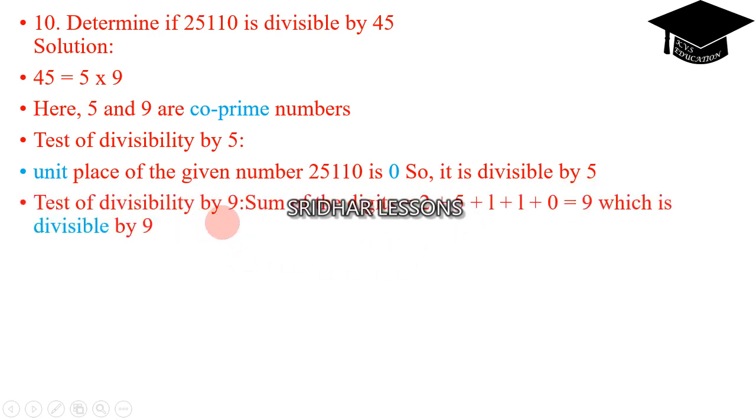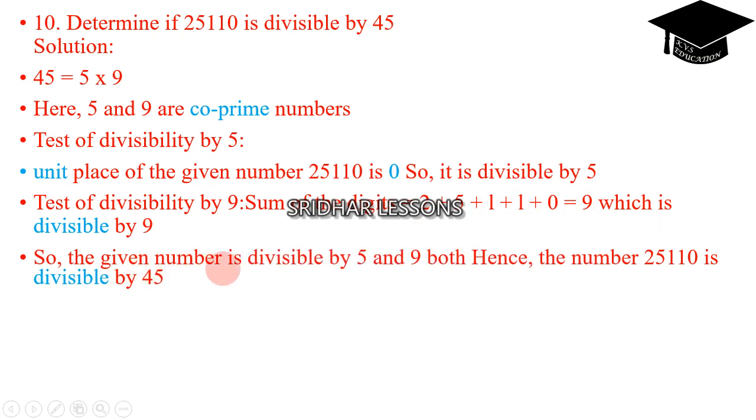And test of divisibility of 9: the sum of the digits should be divisible by 9. If you observe, the sum 2 plus 5 plus 1 plus 1 plus 0 is equal to 9, which is divisible by 9. So the given number is divisible by both 5 and 9. So it is divisible by 45. Students, like this we have to simplify the solution. Okay.